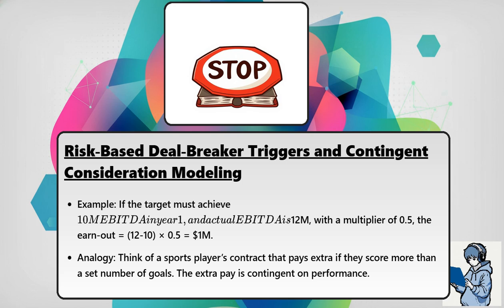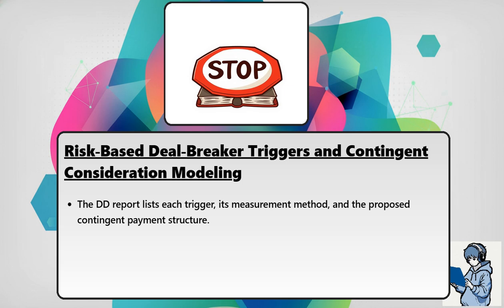Analogy: think of a sports player's contract that pays extra if they score more than a set number of goals. The extra pay is contingent on performance. The DD report lists each trigger, its measurement method, and the proposed contingent payment structure.